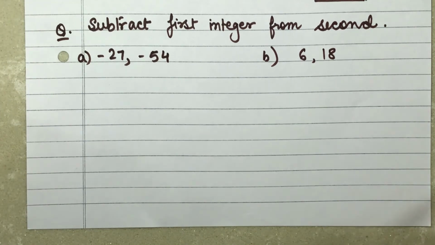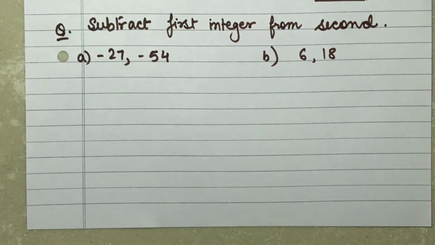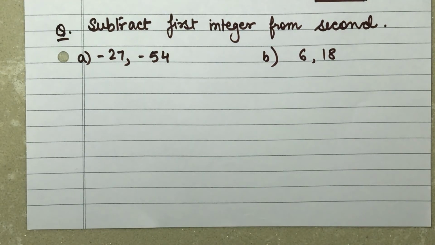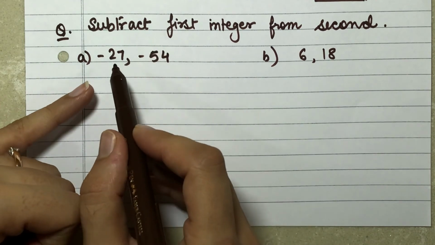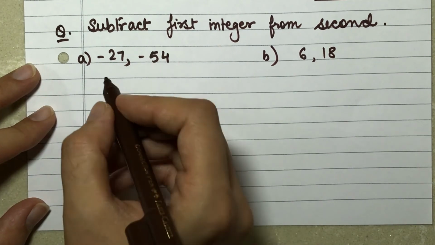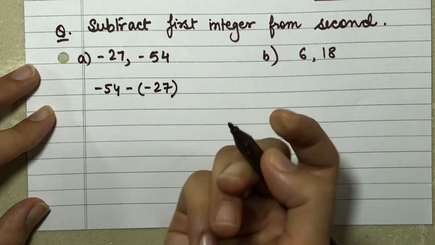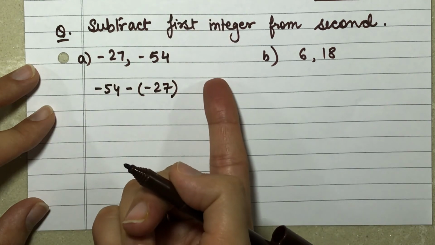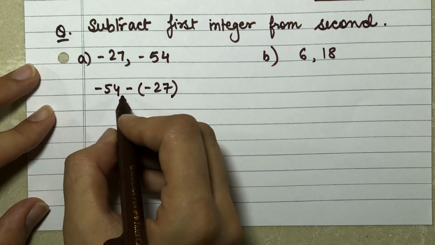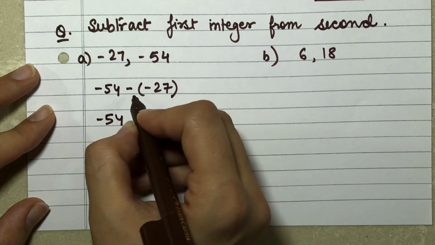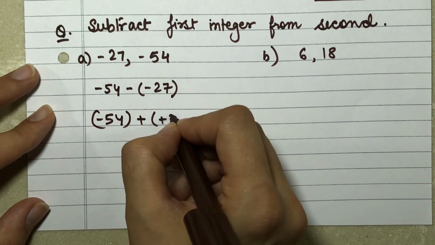Now let's pay attention to this question. This question says you have to subtract the first integer from the second one. So now, when we have to subtract the first integer from the second, this becomes minus 54 minus 27. The second one is going to come in front and the first one is going to go back. Again, a is going to remain as it is, the sign in the center is going to change, and the sign with the b is going to change.